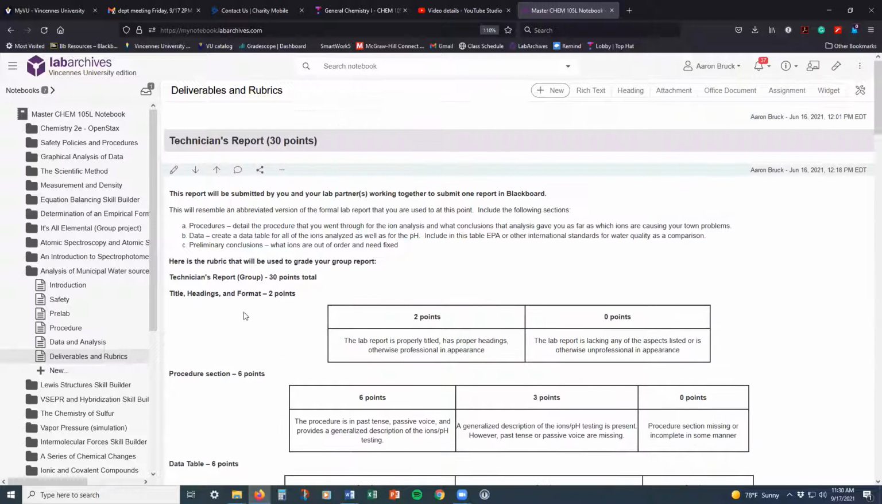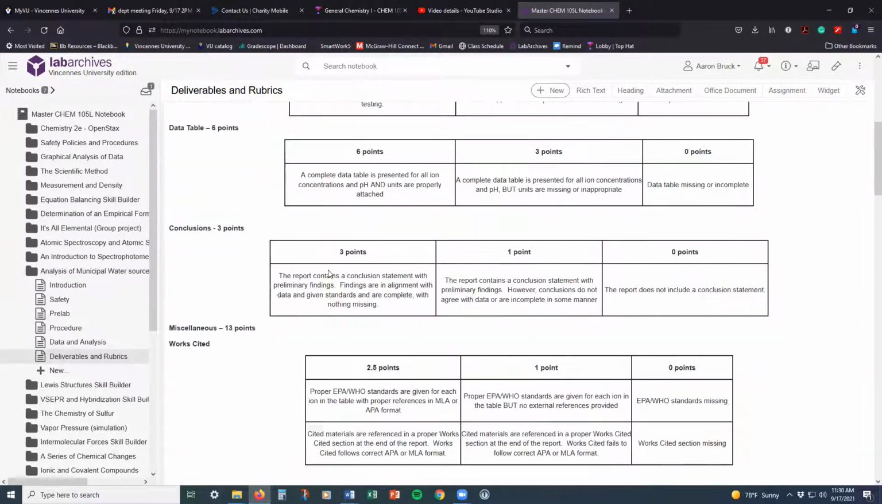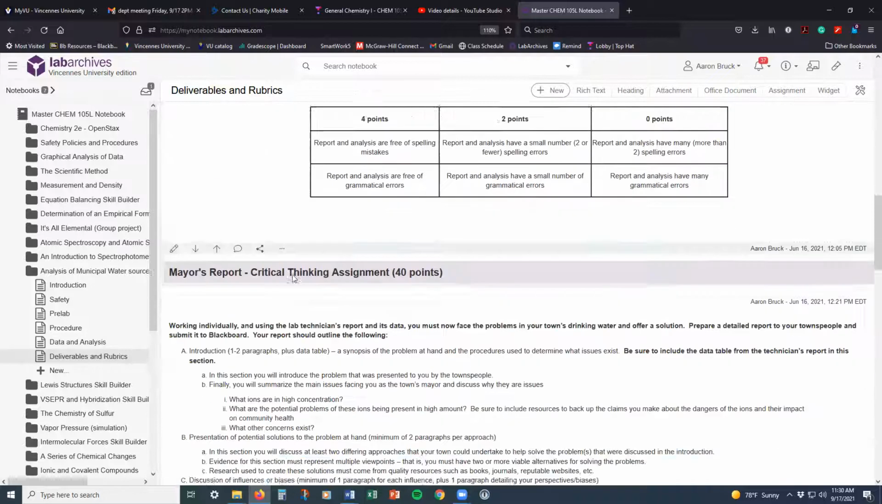Now, this particular technician's report, the group report that you and your partner are going to write, this assignment will be due first. And there is no drafting stage for this. You're just going to write it and turn it in. And you won't get an opportunity to resubmit. So make sure that it meets all the criteria when you submit it.